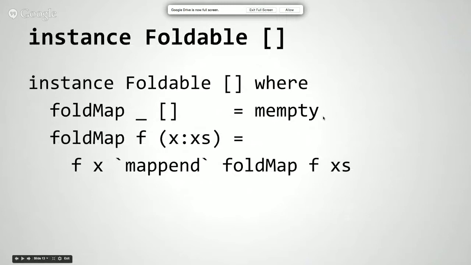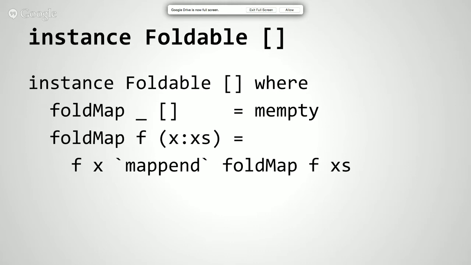The canonical foldable is, of course, the list. And our foldMap, you give it any function and the empty list, and it's going to say, well, I don't have any m's, where m is the monoid value that you're mapping into. I have no m's, so I'm going to return mempty.